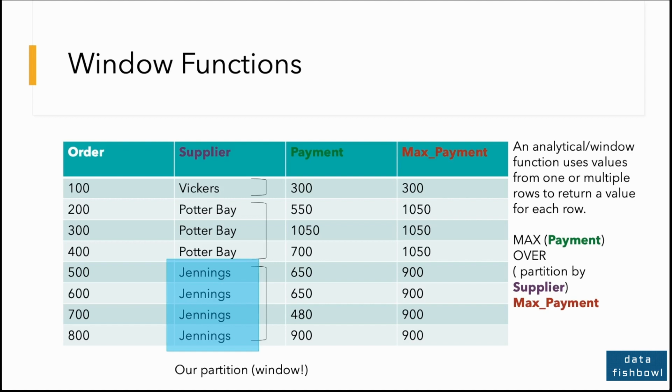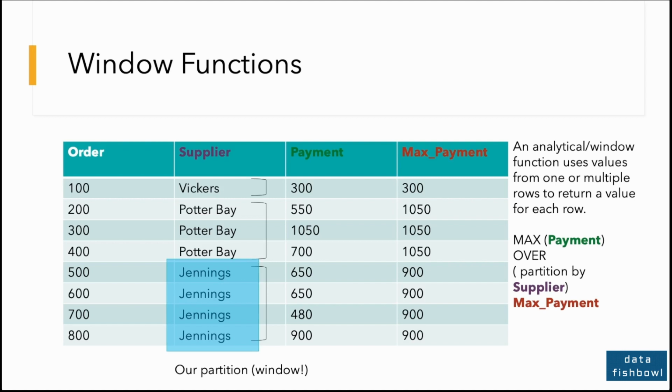So let's look at that syntax on the right hand side. We have an aggregate function there, the max payment. So we're taking the maximum payment value, but we're not taking it across every single record in that table. We're taking it over the partition that we're defining. Our partition, or our window, in this case is the supplier. So every single supplier becomes a partition. So in this case, we've got three partitions visible: Vickers, Potter Bay, and Jennings.